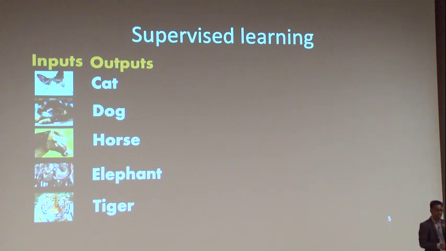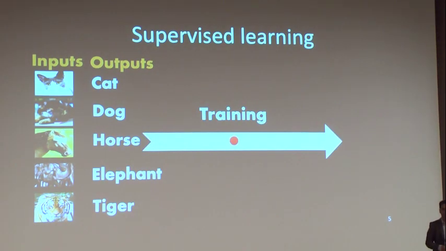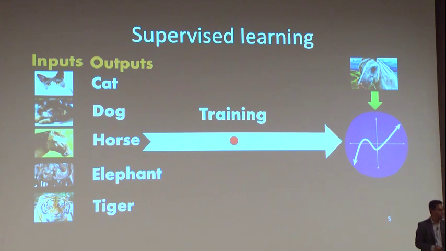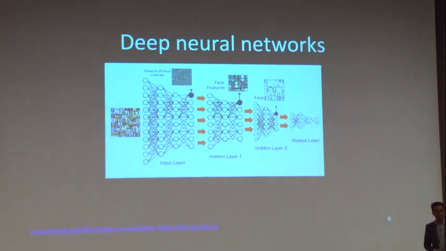Once you give the input and output, it undergoes a process called training, and then it produces a model. With that model, you can give a new image and predict what that image is. The state-of-the-art algorithm to do that is deep neural nets, in particular deep convolutional neural nets.